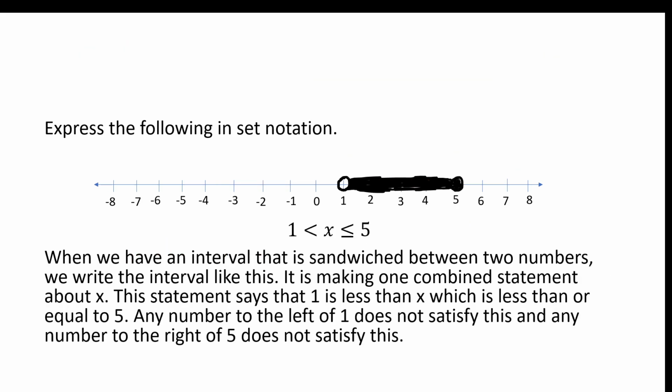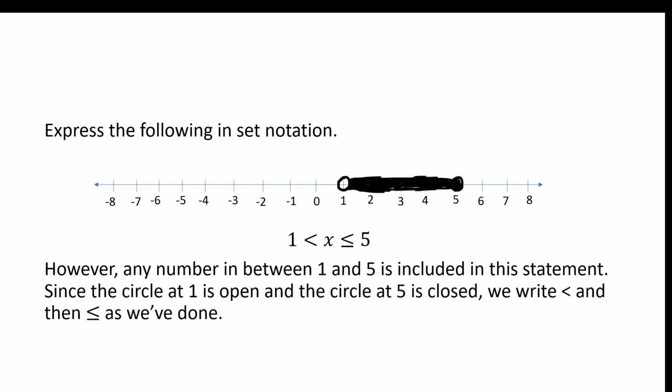So this is the descriptor typed out of why we do this. When we have an interval sandwiched between two numbers, we write the interval like this. It's making one combined statement about x. This statement says that 1 is less than x, which is less than or equal to 5. Any number to the left of 1 does not satisfy it, and any number to the right of 5 does not satisfy it. However, any number in between 1 and 5 is included. Since the circle is open at 1 and the circle at 5 is closed, we write the less than and then less than or equal to the way we've done it.